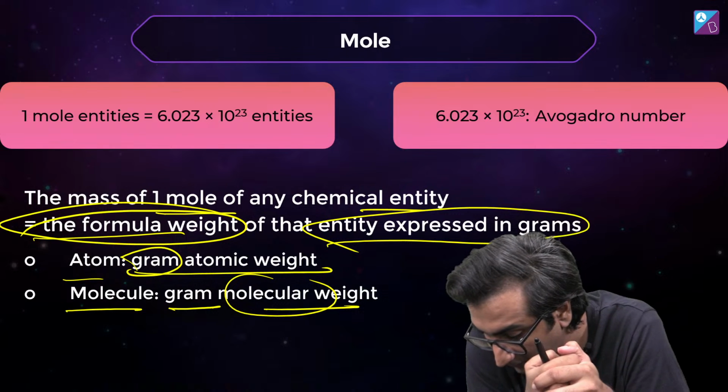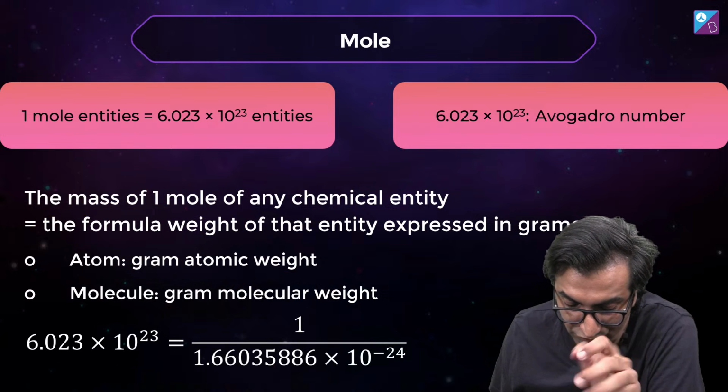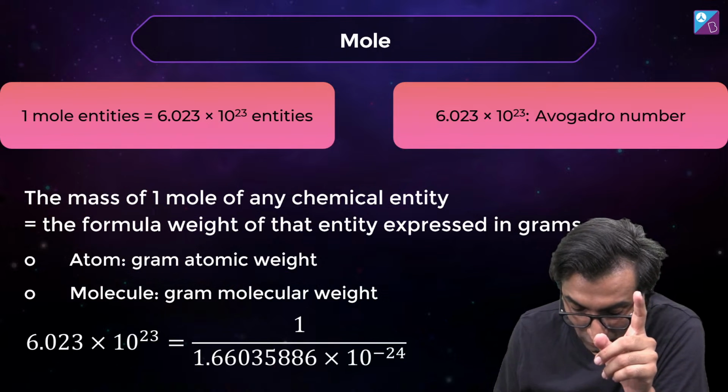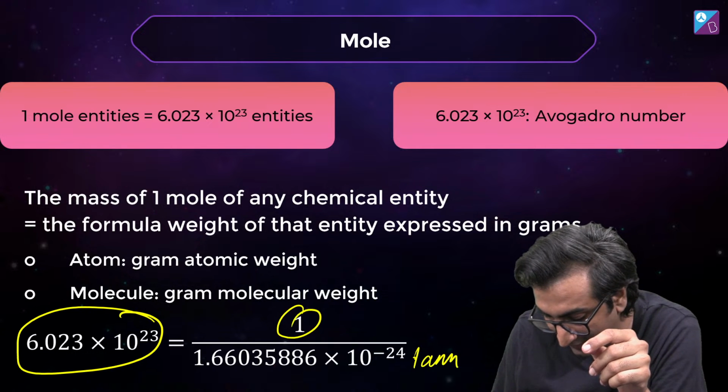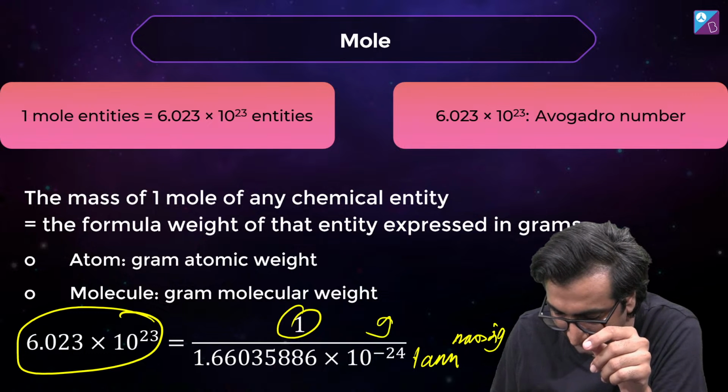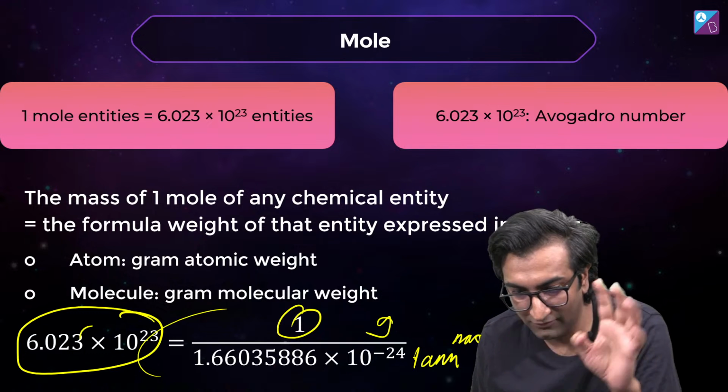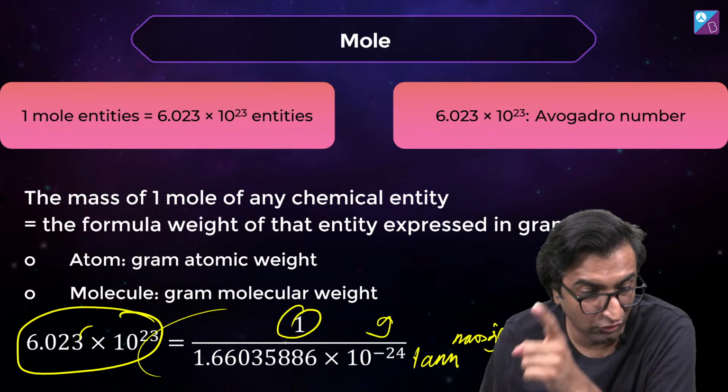Okay, that's it. So again, what is 6.023? It is 1 by 1 AMU का mass in gram. Okay, 1 gram. That's how you get this 6.023. So if anybody asks you this, you know this.